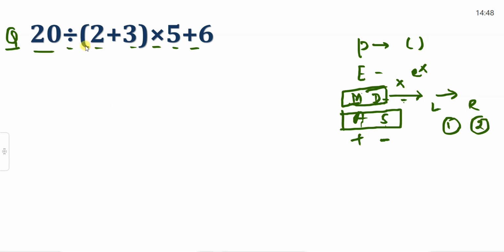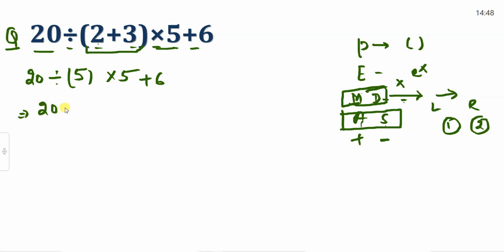Here, we see that first, we will solve the brackets, the parentheses. So here, 20 divided by (2 plus 3) will become 5. Multiplied by 5 remains the same, and plus 6. Let's solve it further. 20 divided by 5 multiplied by 5 plus 6.